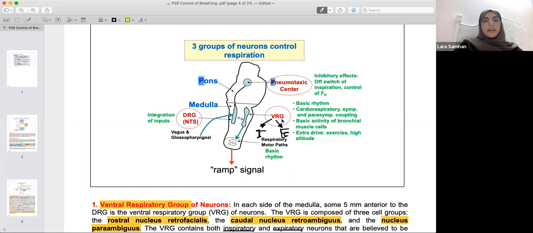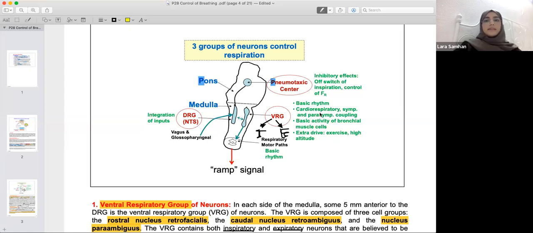Basically, in our body, everything is interregulated, is interconnected. If something, for example, isn't really functioning, the other thing is trying as much as possible to compensate. If this isn't compensating, another thing is going to compensate, and so on and so forth. So there is intercommunication between the DRG and the VRG. This VRG basically helps in regulating the normal rhythm of respiration.